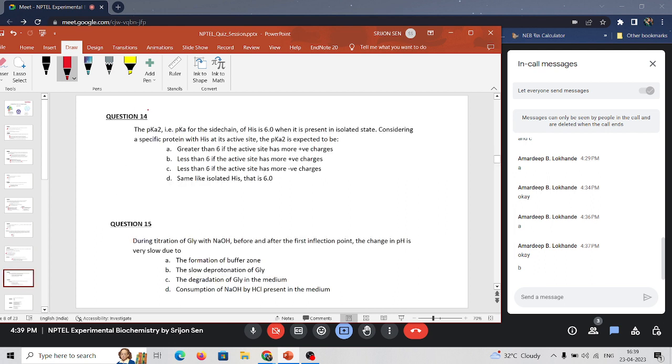Okay. Question number 14. The pK2, that is the pK of the side chain of histidine, is 6 when it is present in isolated state. Considering a specific protein with histidine at its active site, the pK2 is expected to be. How should the pK2 value change for histidine being in the active site?